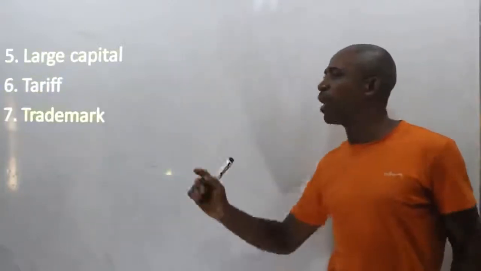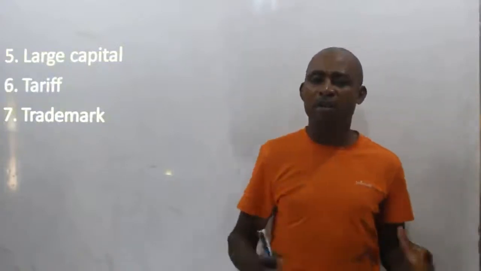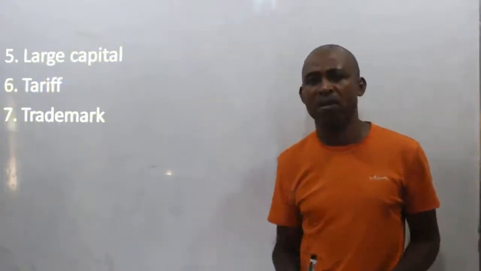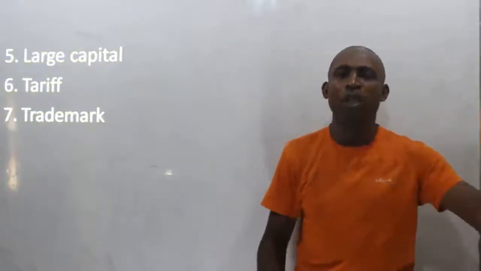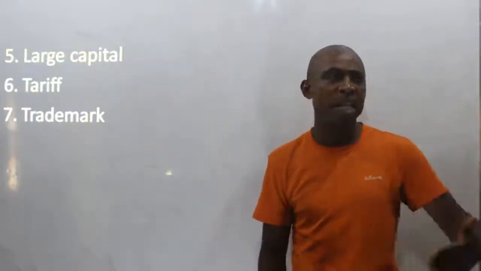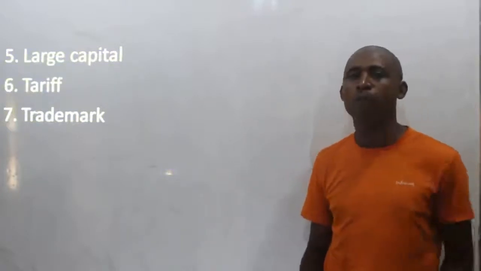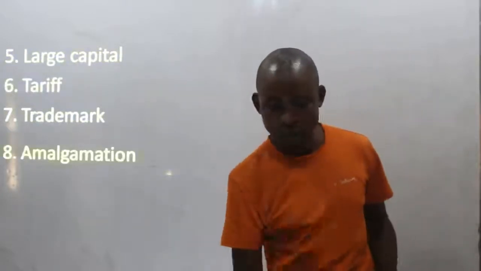The next one is the trademark. Almost all commodities have trademarks, the marks you can use to identify them. So no other firm can produce such commodity with such trademark, and that gives that particular firm the monopoly of producing such commodity.